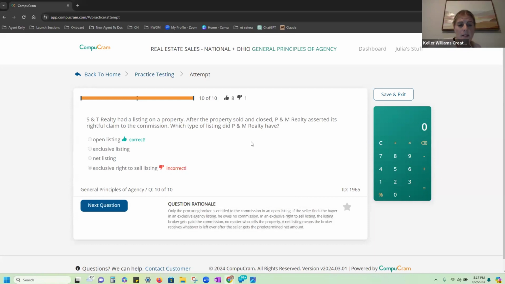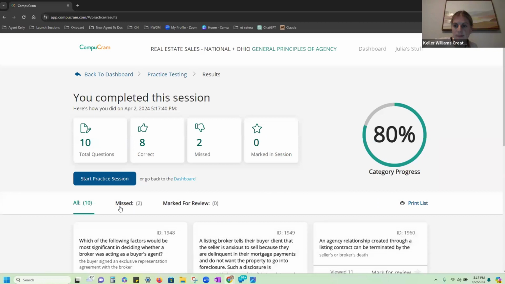An open listing, we do not have open listings in Ohio, so this is tricky because they don't really touch upon it in the classes since it doesn't apply to our state. But just knowing the difference between the open listing, exclusive listing, net listing, and exclusive right to sell listing is going to help you a lot on this. All right, next topic, transfer of title. Sounds good.